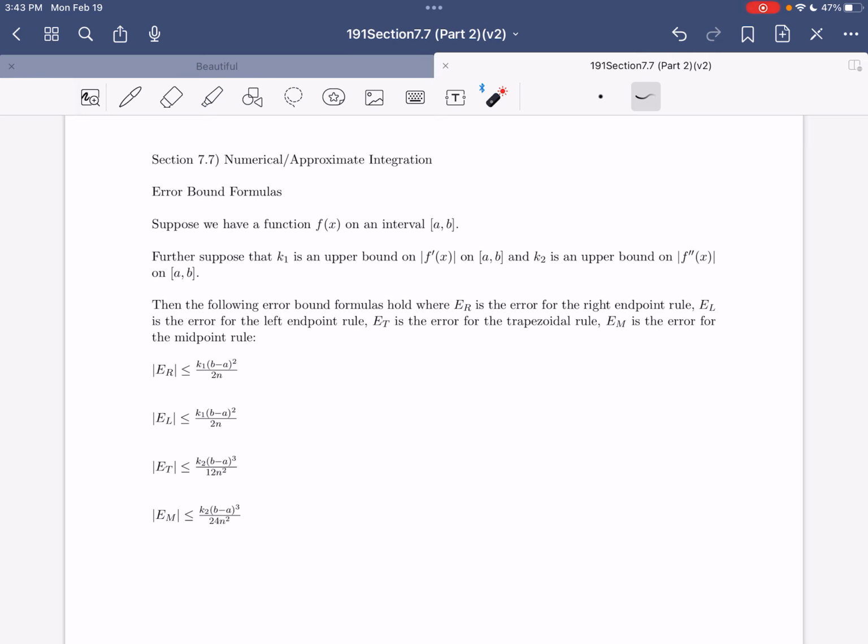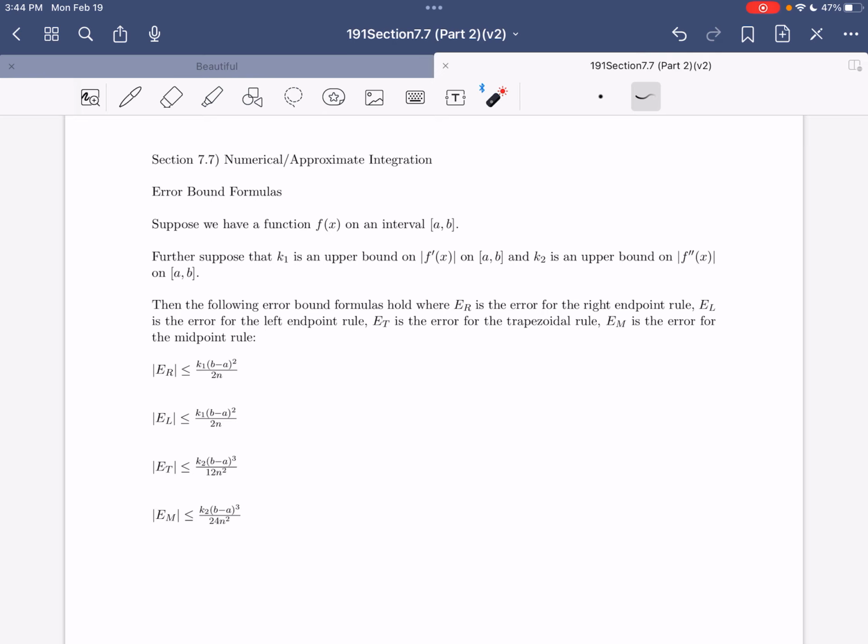So you'll notice the notation that we're using here. K1, the subscript 1, corresponds to the first derivative. K2, the subscript 2, corresponds to the second derivative. The reason that in these two suppositions we're mentioning the absolute value of the first and second derivative is just because we want these things to always be positive values.